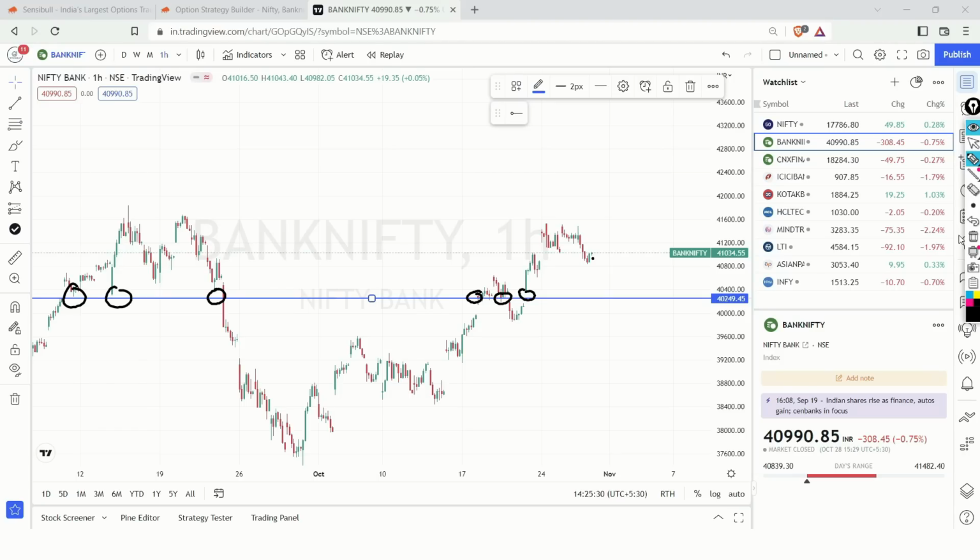So I will only be interested if the market breaks 40,250 on the lower side. So this will help me to bring my psychology into a much better place than me randomly adjusting the trades. So once we have decided why exactly we want to adjust and when we want to adjust the trade, right?